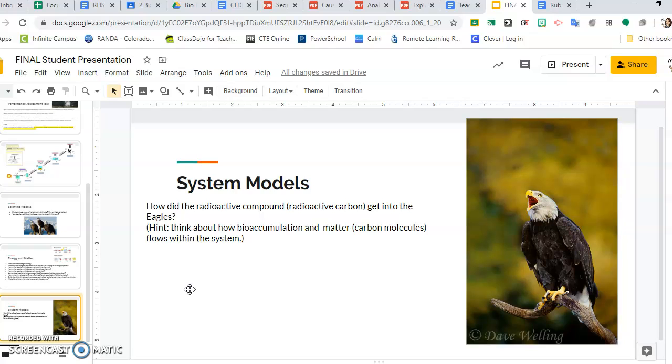Your answer should use the words biomagnification, photosynthesis, cellular respiration. Your answer might include some of the words about carbon, radioactive carbon, chemicals, food chain. Those are all words that will help answer this question right here. So this should be a complete thought. It should be multiple sentences. It should give me a good idea that you understood what was happening in parts 1, 2, 3, and 4 assignments and how they relate to the bald eagles now.